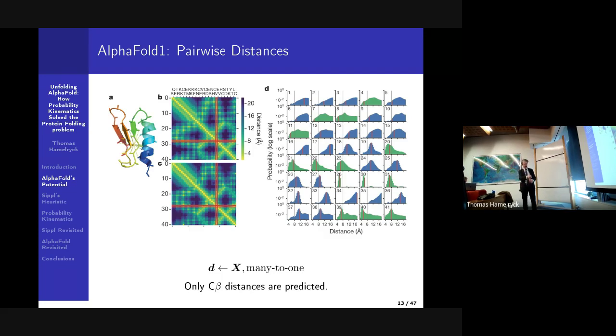So this X, this is our structure. These are the atomic coordinates. And if you have X, then you can calculate D. Now, this is many to one. So there are actually several structures that can give rise to the same distance matrix, again because you only consider a subset of the distances. Keep that in mind because it's going to be very important. So only the C beta distances are predicted. This is the first prediction that AlphaFold 1 will do. It will predict these distances.